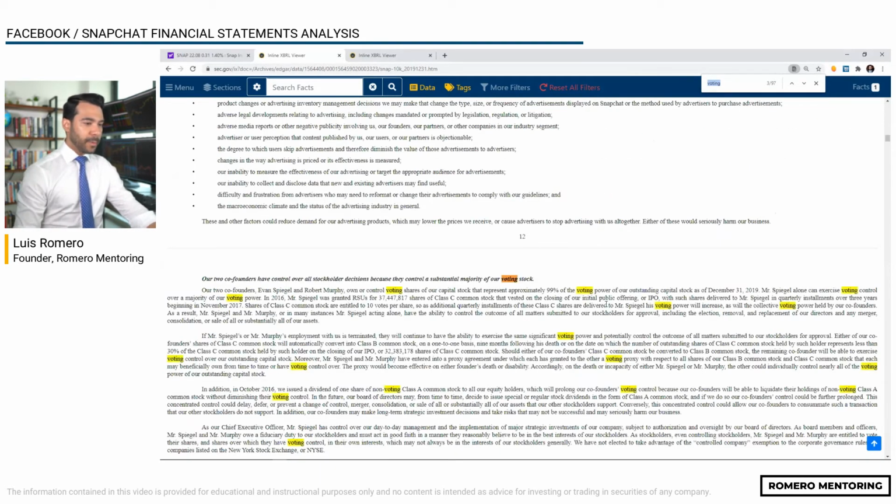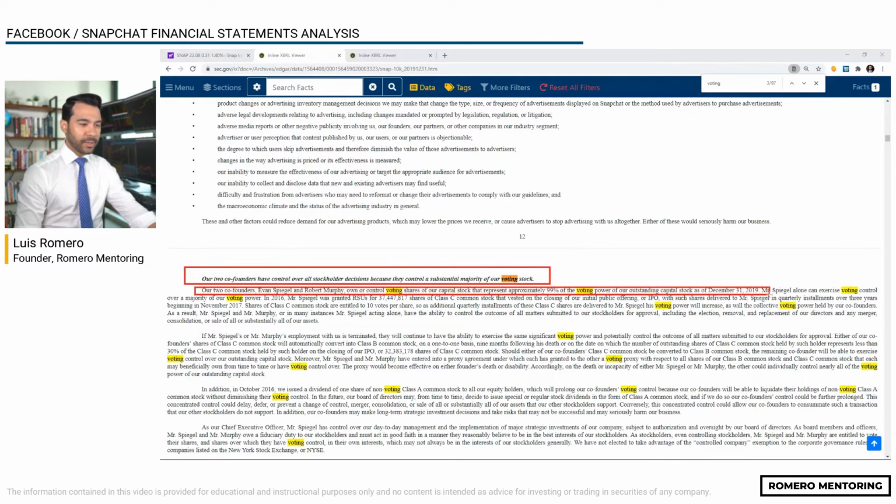And let's see what information here we find on voting. This is quite interesting. Look at the first sentence under the majority of voting and controlling interest. Look at this first sentence of what they're saying. Our two co-founders, Evan Spiegel and Robert Murphy, own or control voting shares of our capital stock that represent approximately 99% of the voting power of our outstanding capital stock as of December 31st, 2019.